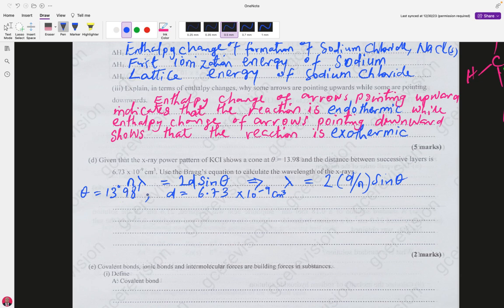So, substituting into our equation, lambda equals 2 times d, the distance, which was 6.73 times 10 to the minus 9 centimeters, times sine of 13.98 degrees, divided by 1.